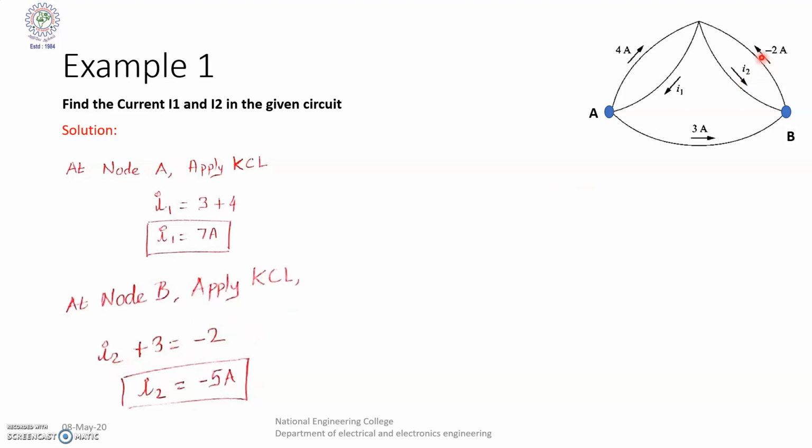If you want, you can change the direction, and based on that you can change the polarity. So moving the minus 2 to the other side as plus 2 and changing the arrow marker, it will be like I2 plus 3 plus 2 is equal to 0, then I2 is equal to 5 ampere. So the answer is still minus 5 ampere; the answer does not change. Now I1 is equal to 7 and I2 is equal to minus 5.